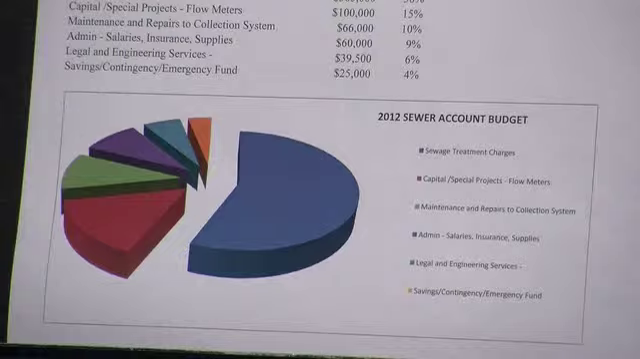Most of the expenditures are the sewer treatment charges. We pay the city of Reading about $350,000 to $360,000 a year to treat the sewage coming from the borough. We also have about $100,000 that we try to maintain in a capital budget for special projects. There's about $50,000 to $75,000 that we maintain for maintenance and repairs to the sewer lines and systems. And the remaining is for our administrative costs, legal and engineering services, and again, some savings, contingency, and emergency funding.